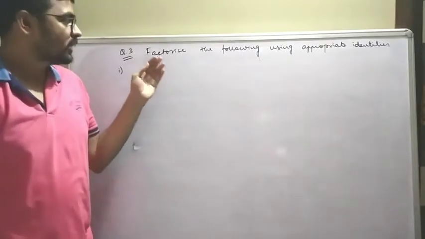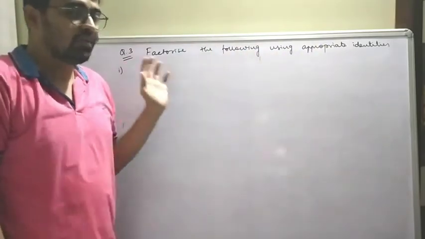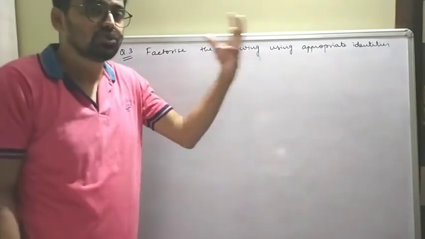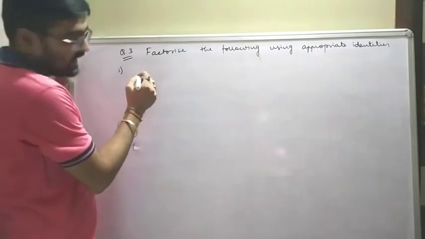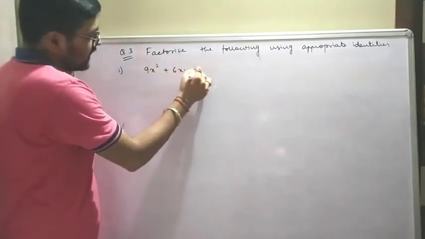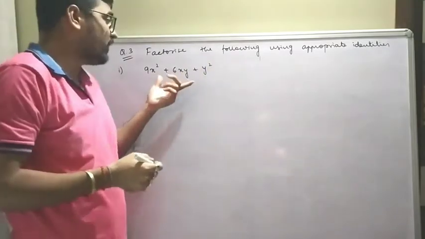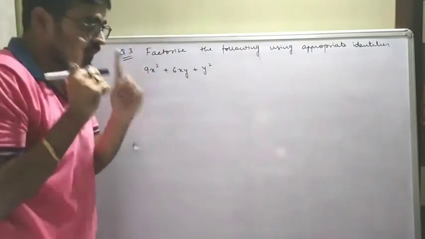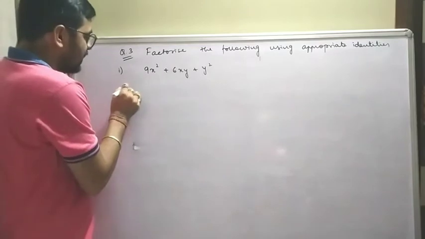Question number 3. Factorize the following using appropriate identities. So we have few questions in this one and we have to factorize using suitable identities. Let's go with the first one, which is given 9x square plus 6xy plus y square. Correct. Now we have to factorize this with the help of identity. Correct. Now we did this kind of problem in the examples. So let's go a little bit quickly.